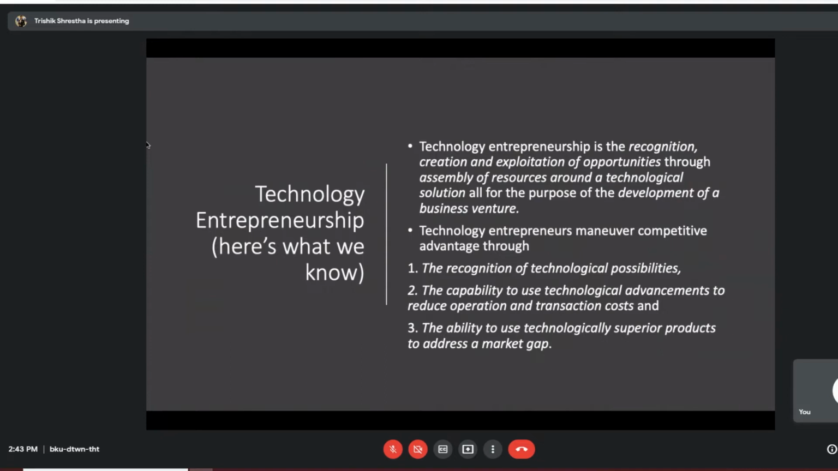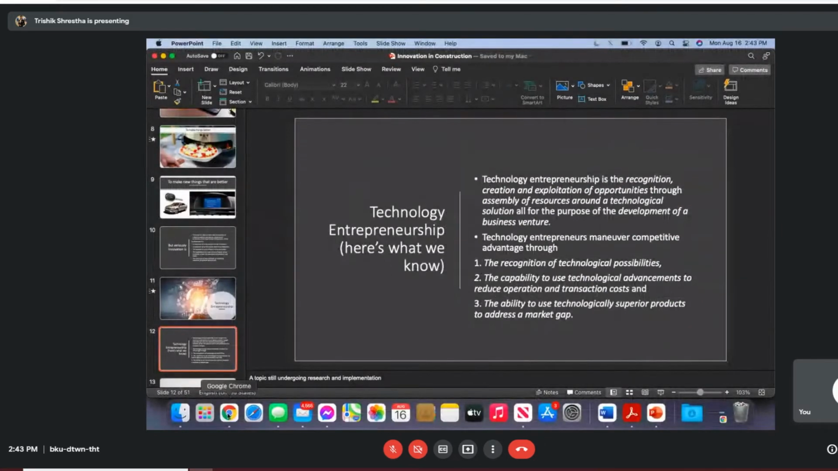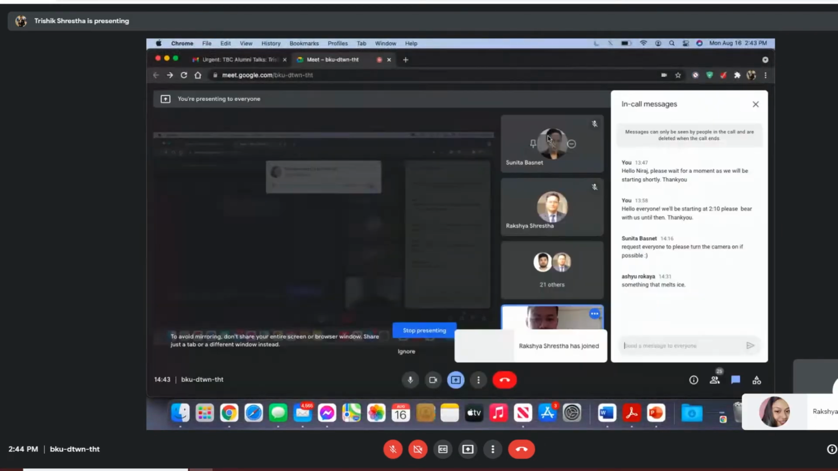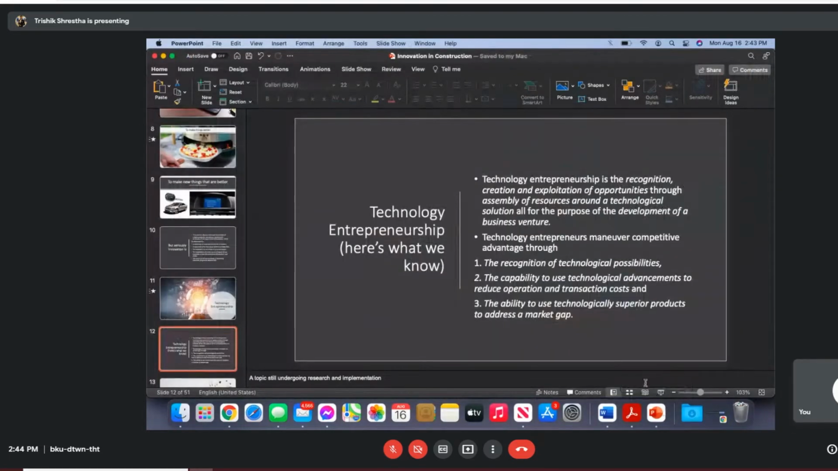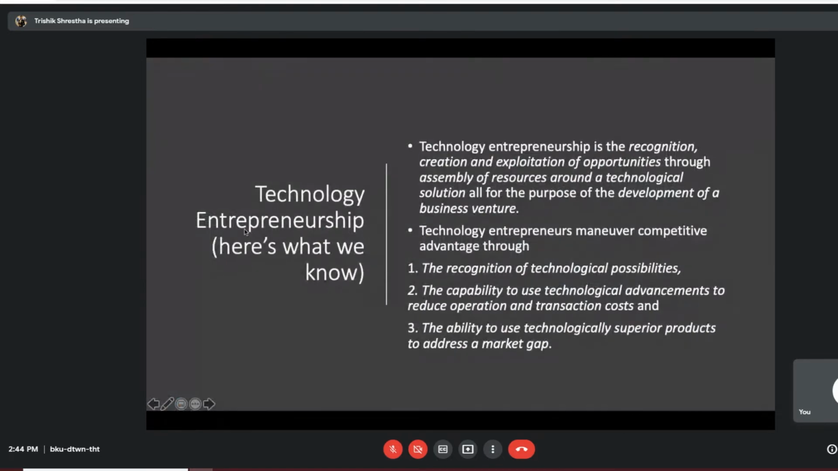So basically what it means is technology entrepreneurship is not in fact that much different from entrepreneurship as well. Entrepreneurship, in the general sense of the word, right? The only difference is that technology entrepreneurship focuses a bit more on the technological aspect. When we use the word entrepreneurship, it usually refers to business development and things like that. Technology entrepreneurship is just focusing a bit more on that technical aspect. That is the only difference.